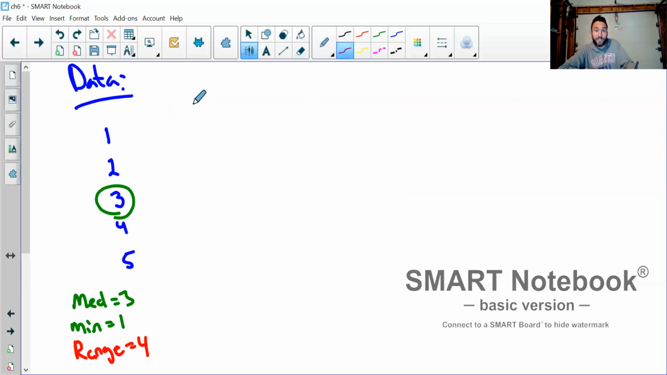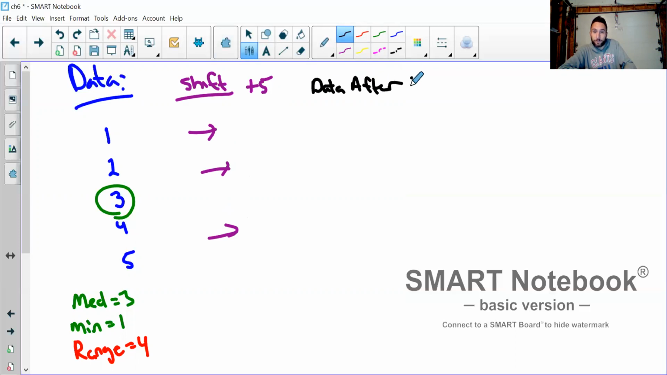So now, let's say we're going to shift our data. And let's see what happens to these measures of position and spread. We could do anything. We could subtract something from every value. We can add something. Let's make it easy. We'll add 5 to every single data value. And then over here, we're going to shift our data set and create this new data set after we've shifted the values. So this is our data after the shift. And so now, of course, we're going to have 6, 7, 8, 9, and 10, just adding 5 to each of these.